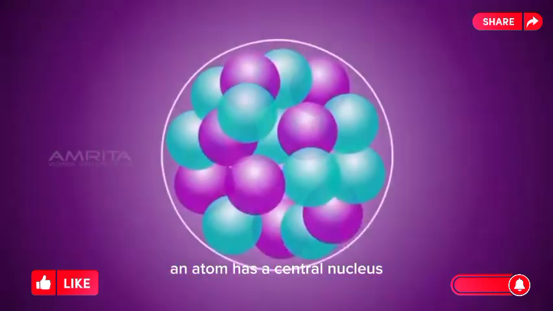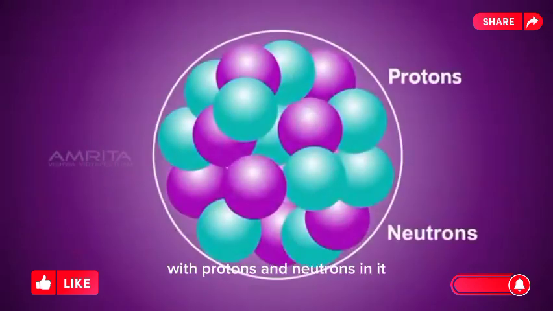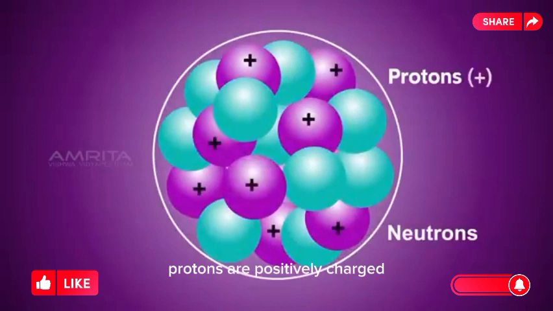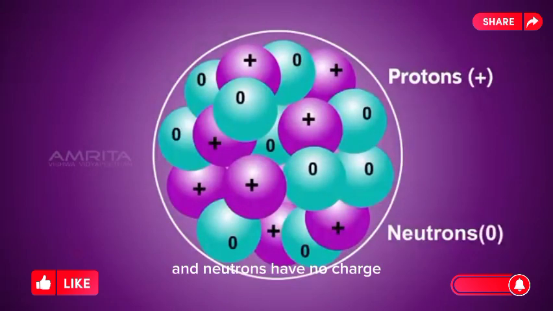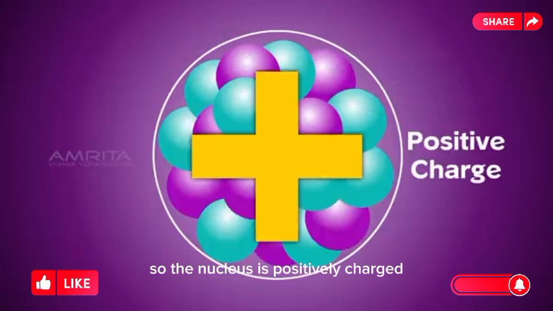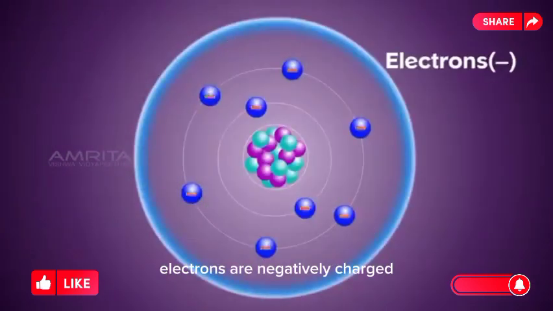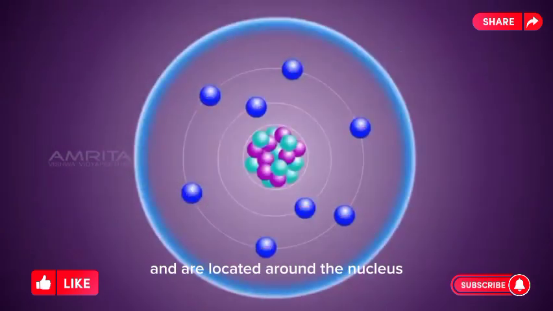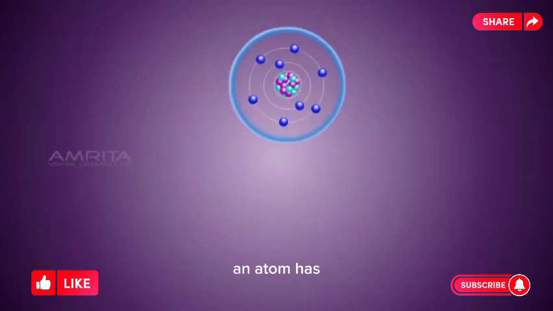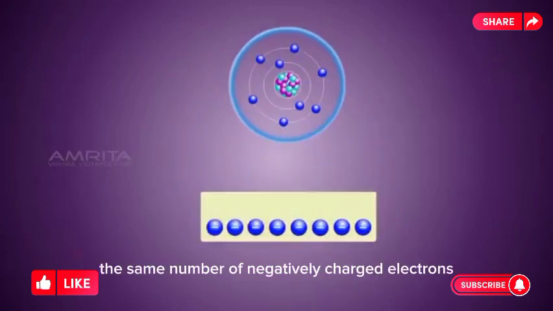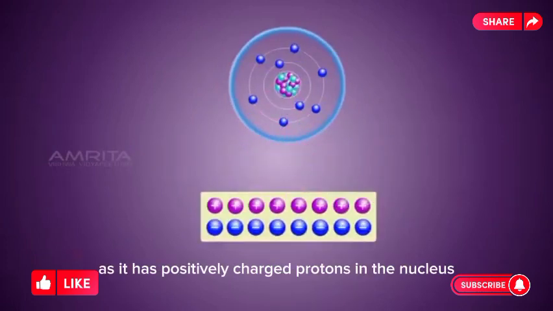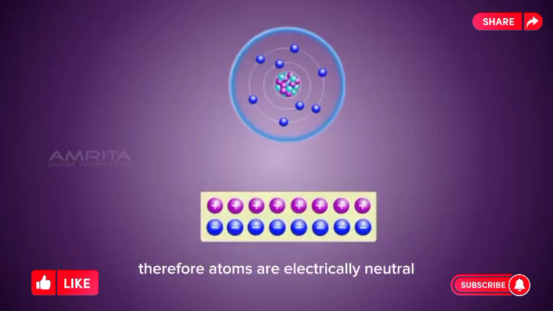An atom has a central nucleus with protons and neutrons in it. Protons are positively charged and neutrons have no charge, so the nucleus is positively charged. Protons and neutrons are collectively called nucleons. Electrons are negatively charged and are located around the nucleus. An atom has the same number of negatively charged electrons as it has positively charged protons in the nucleus. Therefore, atoms are electrically neutral.